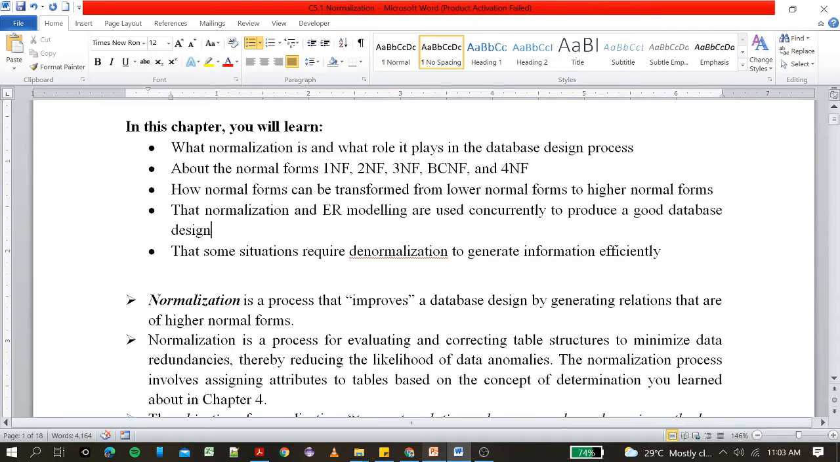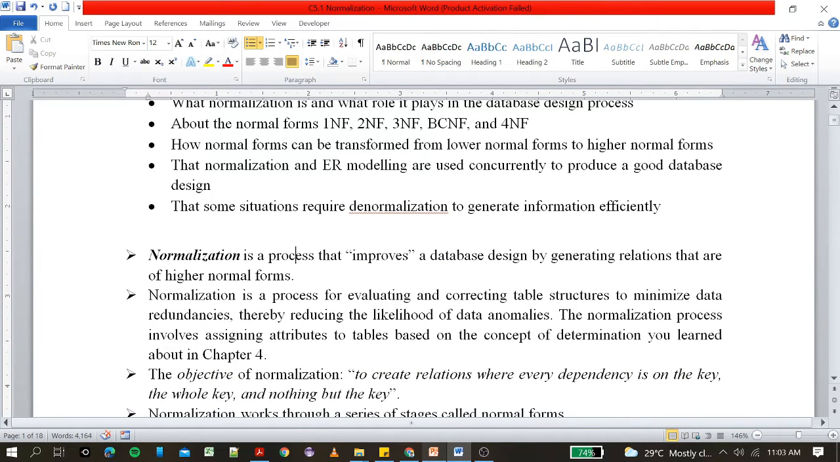Normalization, as defined here, is a process that improves a database design by generating relations that are of higher normal forms. So, yung process ng normalization ay syempre ginagawa to improve the database design. So, anong nangyayari? We are going to generate relations. So, ano nga ibig sabihin ng relations? Relations are the tables.